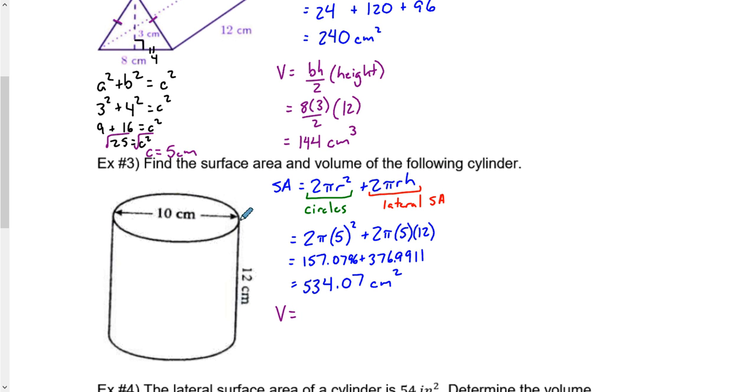Now our volume is still the area of the base multiplied by the height of the prism. Well, the base is a circle, so pi r squared multiplied by the height of the prism means pi r squared, 5, multiplied by the height of it, which is 12. Pi multiplied by 25 multiplied by 12, 942.48 centimeters squared.